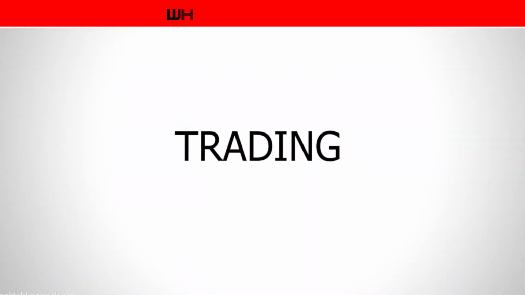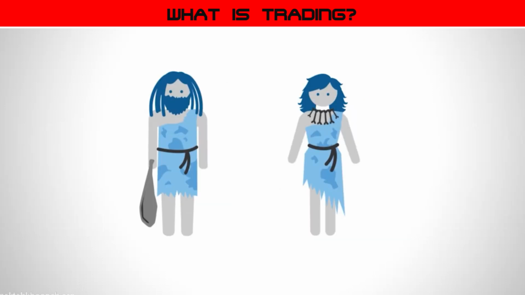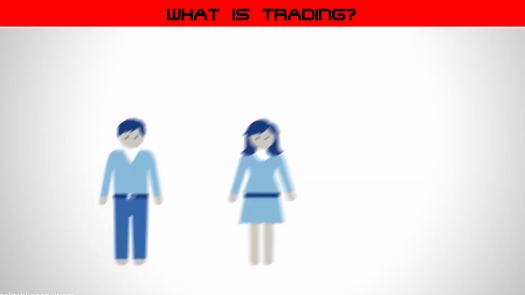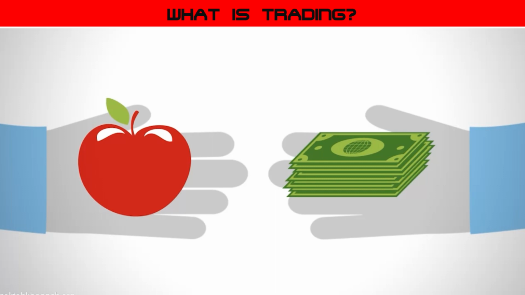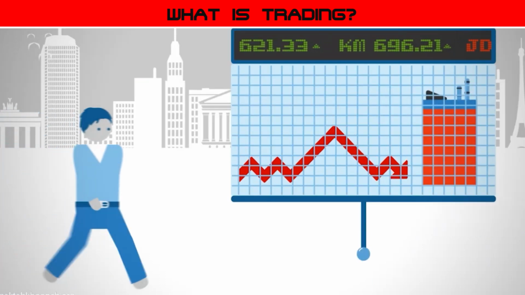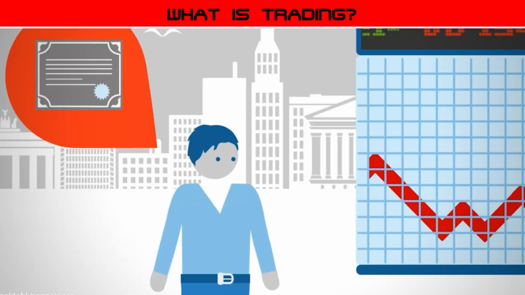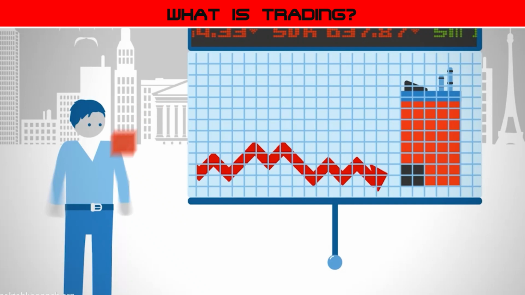Trading is exchanging one item for another. Today, as we use money, we trade by exchanging money for items. Trading in the financial markets is the same. Take, for example, buying shares of a company. When you buy shares, you actually buy a part of that company.